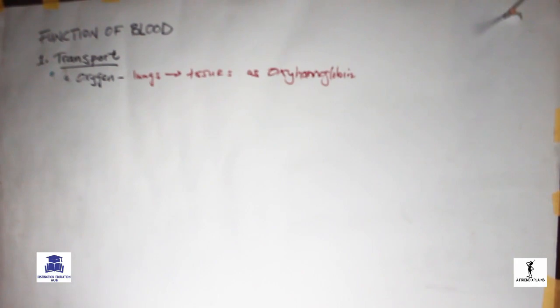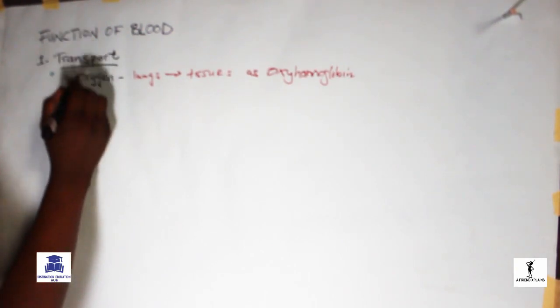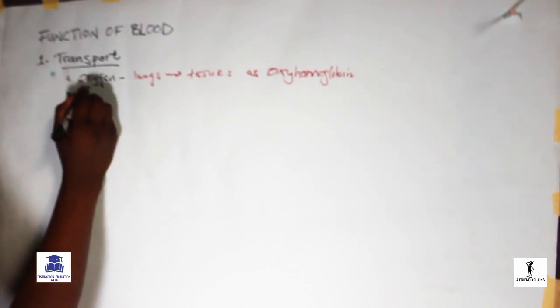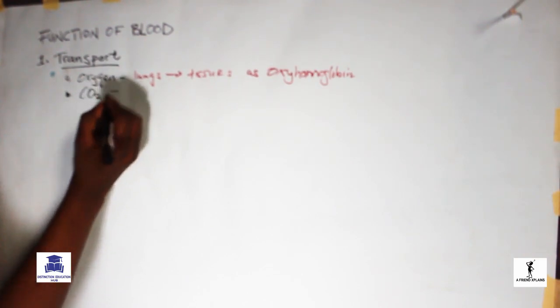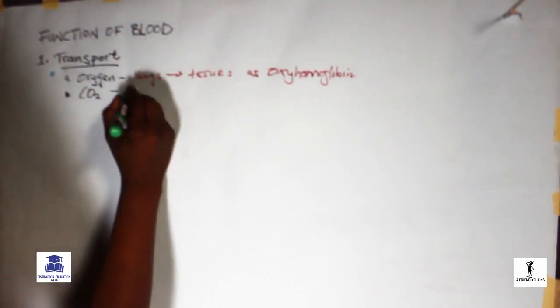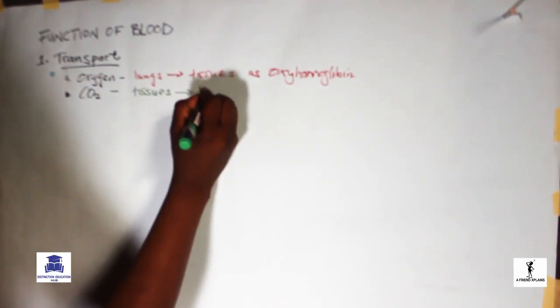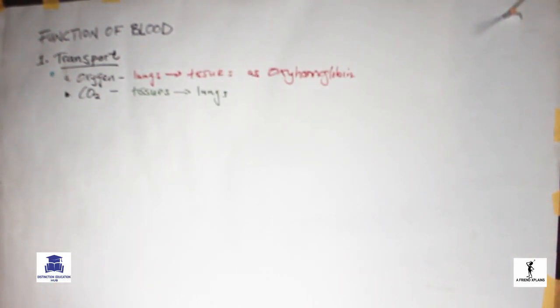Still on our transport system, blood is also used as a means of transporting carbon dioxide. This time, carbon dioxide is transported from the tissue cells to the lungs. This is mainly carried in the plasma as hydrogen carbonate ions. So that's basically what happens.